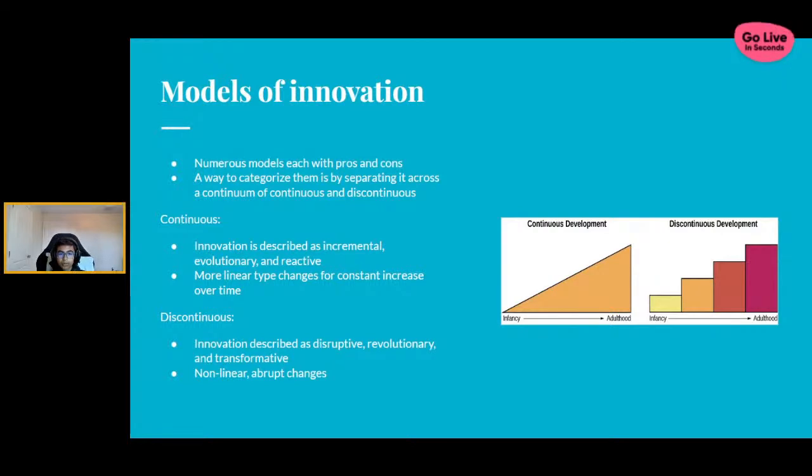So, continuous models are innovation that is described as incremental, evolutionary, and reactive. They're more linear type changes for constant increase over time. As you can see in the diagram, it's a more linear, straight line increasing at a constant rate. Discontinuous development, however, is innovation that is disruptive, revolutionary, and transformative. As seen by the bar graph on the right, there are nonlinear, abrupt changes in this form of development.